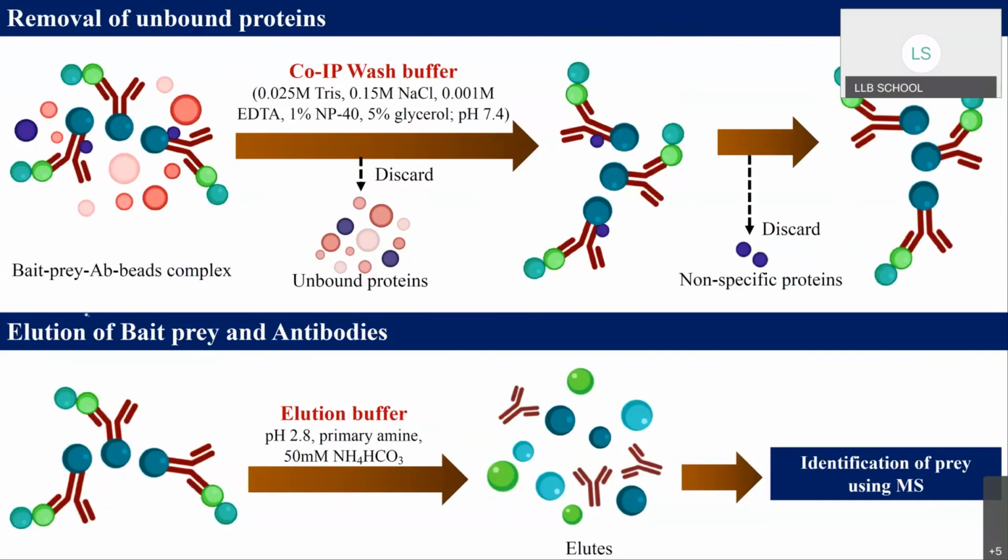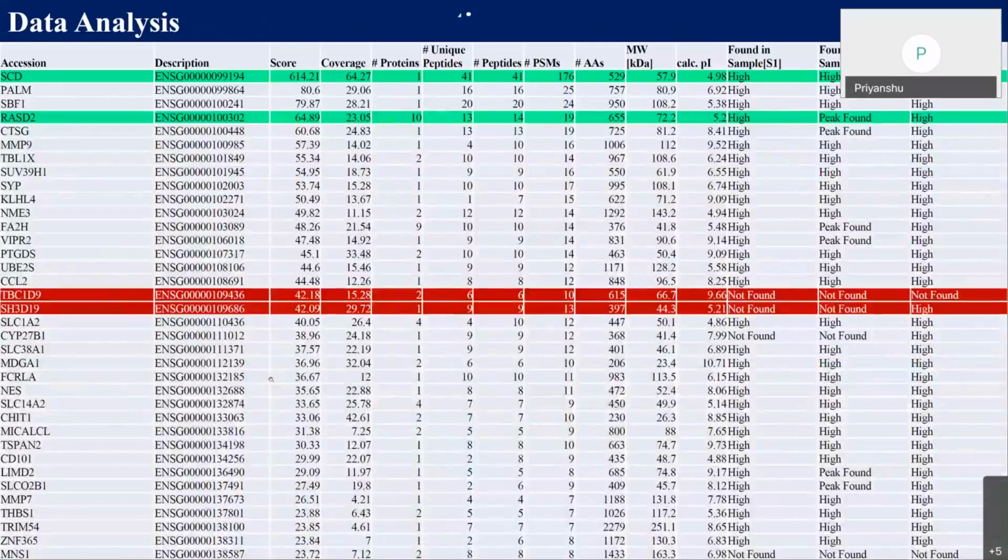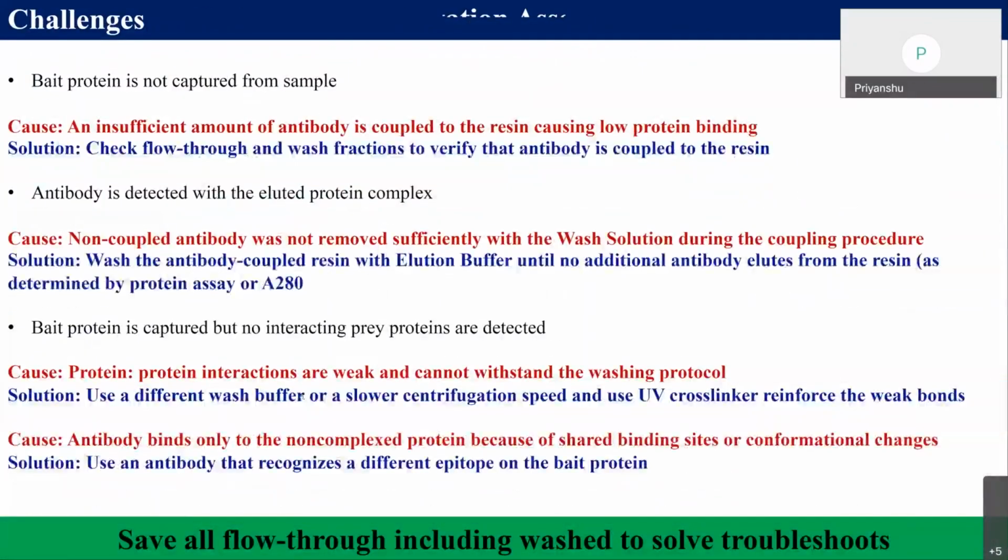I'm just telling everyone the main important point is to save all flow throughs, because that is important to solve the troubleshooting. In every step, what happened you really don't know, because all steps are completely clear. You don't know where the antibody goes, where the antigen goes. So in that case, save all flow throughs so that you can check at which step I'm wrong, or at which step I need to optimize the experimental procedures.